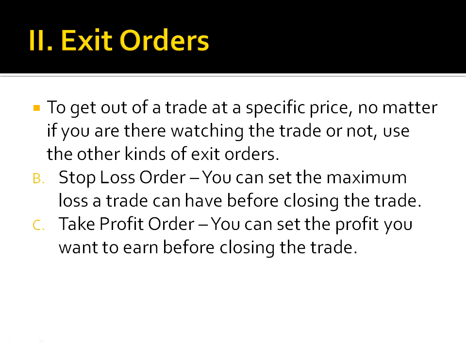To get out of a trade at a specific price, no matter if you are there watching the trade or if you're away, these other kinds of orders you can use. You use a stop loss order. You set the maximum loss a trade can have before you close the trade at a loss. Then there's the take profit order, and you can set the profit level, the profit that you want to earn before closing the trade. Because as you know, the market can move up and down and up and down. And take profit order will prevent you from getting into a nice trade and then having it reverse. It'll take your profit at a certain level, get you out of the trade in profit, and then from there the market can do whatever it wants.